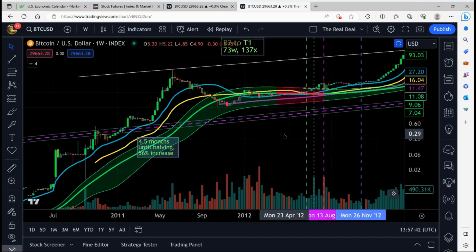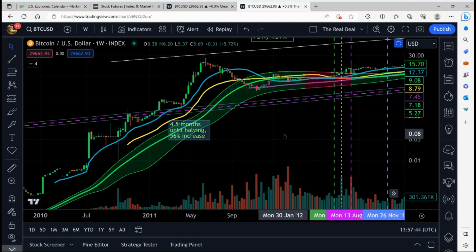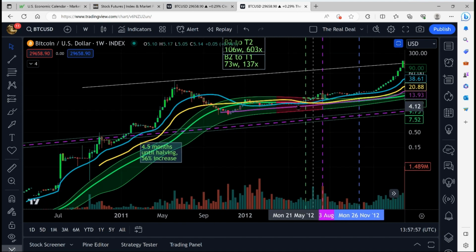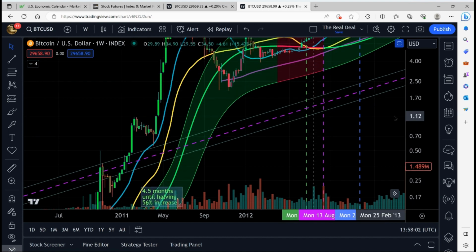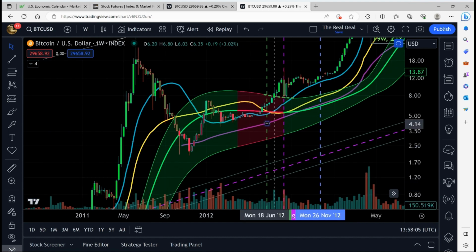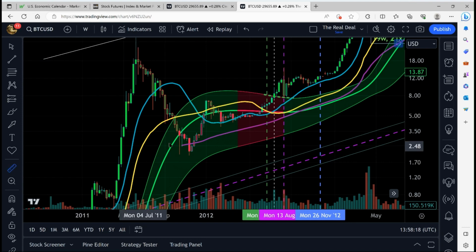Now here, I have some little boxes. You can ignore most of the boxes because they weren't meant for this video. But it says 4.5 months until the halving, 56% increase. What that means is where we came up through the top of the Gaussian channel right here and retested the top. Let's see what that actually does mean because I did it so long ago I forget.